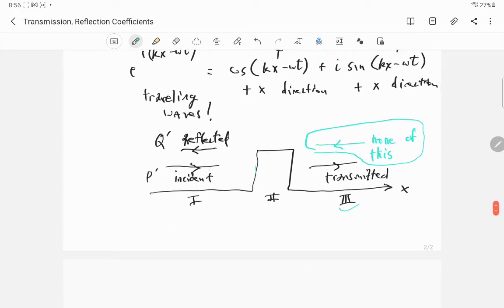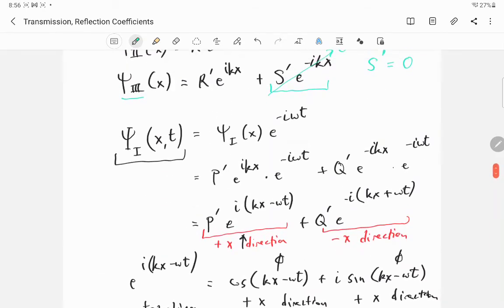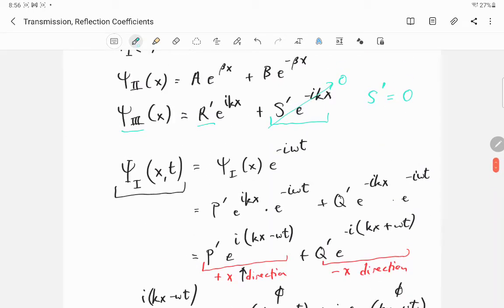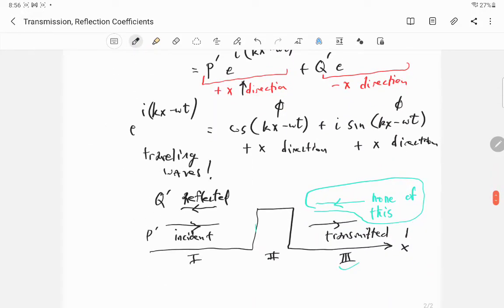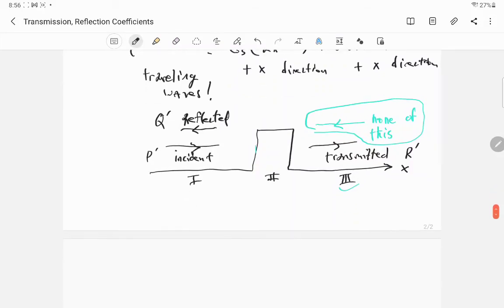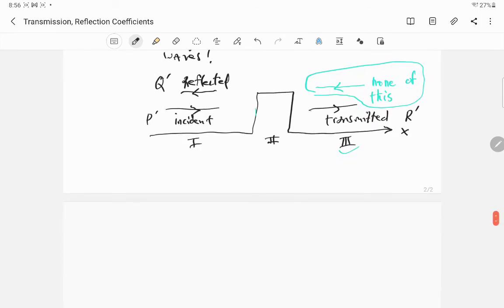But the reflected and the incident, which are associated with P prime and Q prime, and then the transmitted, which is associated with R prime, unfortunate choice of letter, you can see, looks like this. Okay, so now we're down to a transmitted coefficient, and if I square this thing, that's like the probability of transmission.